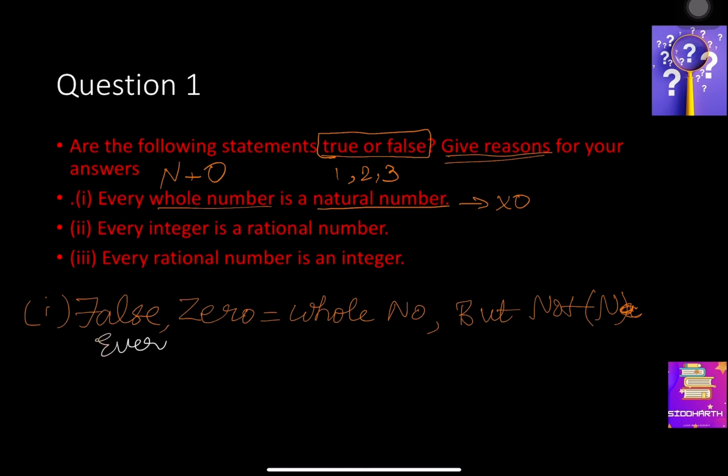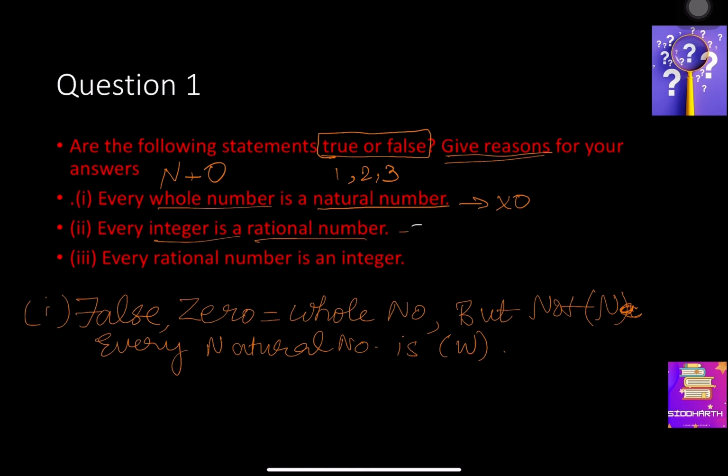But the other way is right. Every natural number is a whole number. I'm just representing it with those alphabets, okay? Now next, every integer is a rational number. Yes. What are integers? Whole numbers plus negative numbers. What are rational numbers? Rational numbers are in the form P by Q, where P and Q are integers, right?